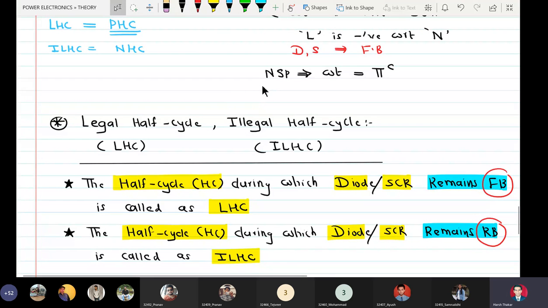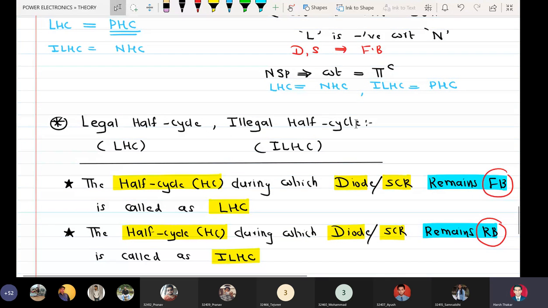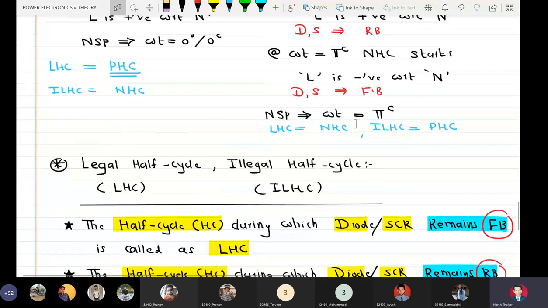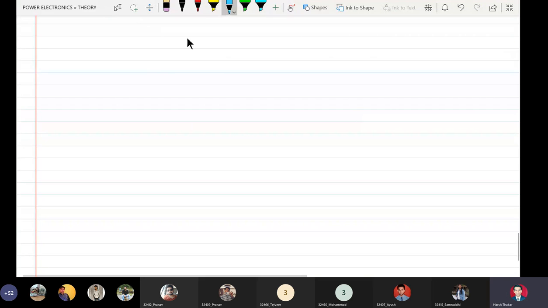Similarly here it is the opposite case. During the positive half cycle, the devices remain reverse biased, so here my legal half cycle is negative half cycle and illegal half cycle is positive half cycle. Okay, we'll come back to LHC and ILHC when we start discussing what we mean by half controlled and fully controlled systems. So if you want to have a generic block diagram of a converter, we can draw it like this.